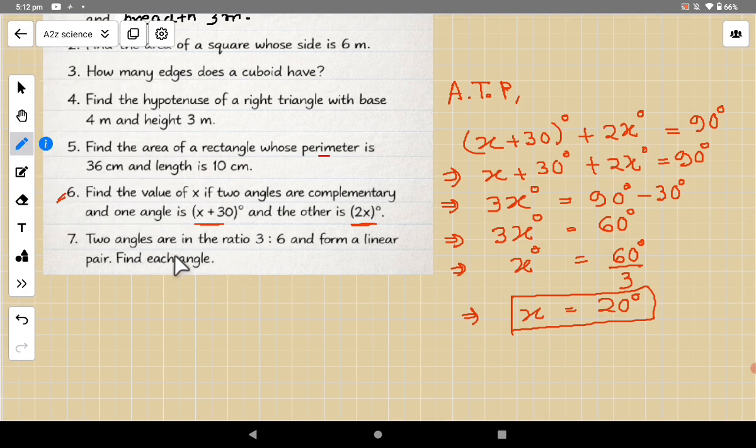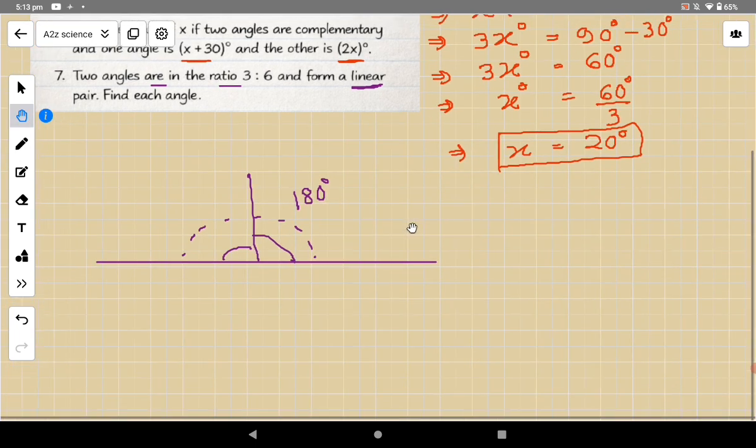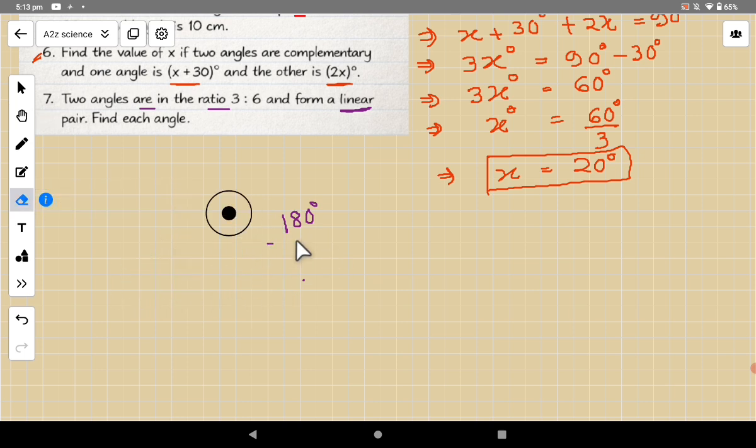Let's go for question number 7. Two angles are in the ratio 3:6 and form a linear pair. This is the clue. These two angles form a linear pair, so we have to find each angle. What is a linear pair? Linear means a line and two angles. If two angles are on a single line, then their sum will be 180 degrees. That's the clue we have, that you already know actually. So let's solve question number 7.